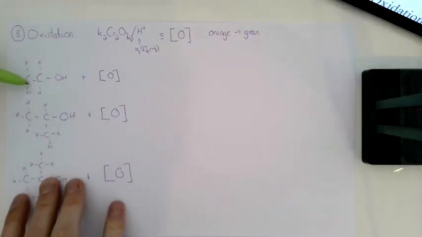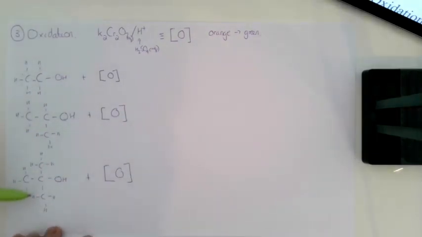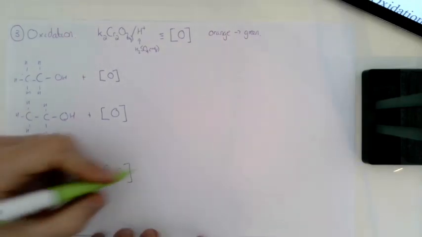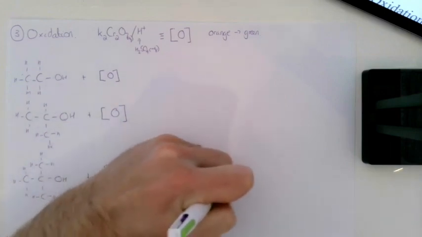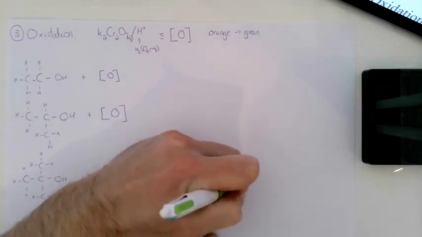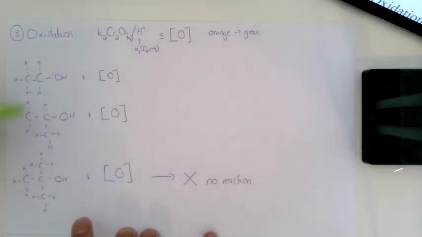So first one, let's start with tertiary alcohol. If I try and oxidize it, there is nothing that happens. So no reaction, no matter how much I heat it up, no matter how hard I try, there's no reaction that happens. So tertiary alcohols, no reaction, no change.